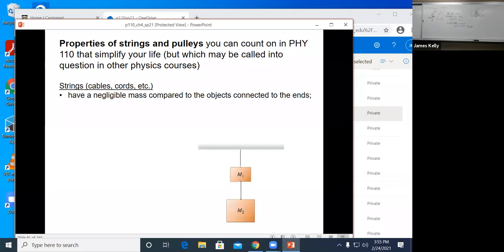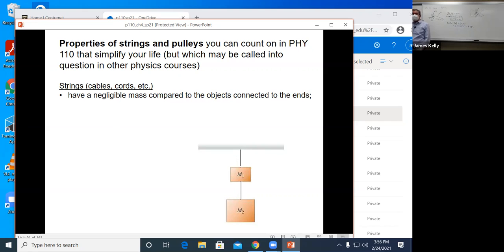So here's a different problem. I've got the ceiling here, and I've attached mass m1 via a string to the ceiling, and then hanging from the bottom of m1 is another string attached to m2. That's sort of a complicated thing. We're going to assume that when you see something called a string or a cable or a cord, even though cables sound really hefty, they all have a negligible mass compared to the things they're attached to. So we'll usually refer to this as a light string, but even if you see a cable or a cord or a wire or anything like that, we're going to assume they're massless, always in physics 110.